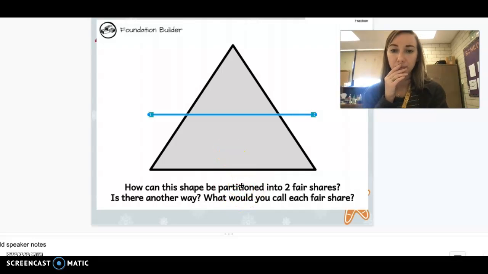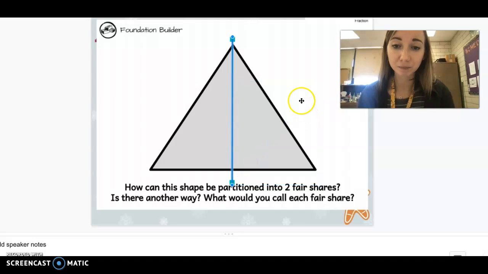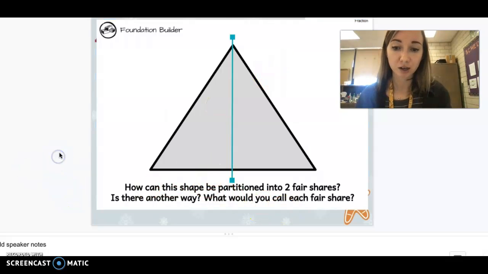Do we think that these are two fair shares? I'm hearing some yeses, I'm hearing some no's. To me, if we wanted to measure, we could check for sure, but just looking at this bottom right here, it looks a lot bigger than this top right here. So I don't think that is a way that we can partition this into two fair shares. So I'm going to put it back the way we had it, because I think this is the way that we will be partitioning this shape into two fair shares.